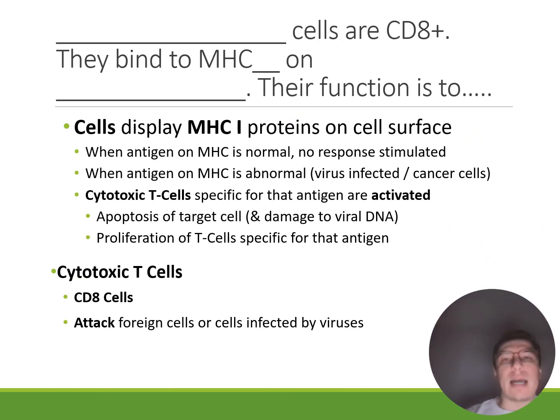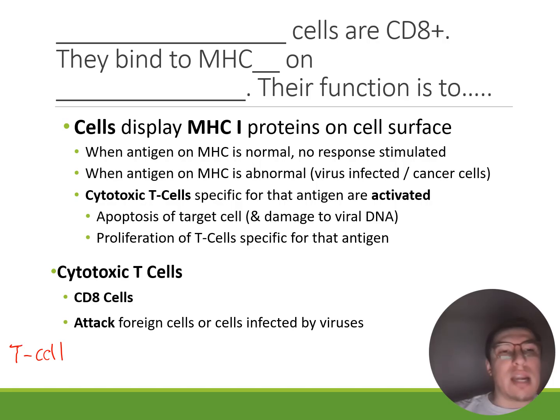Blank cells are CD8. They bind to MHC blank on blank. Their function is to... so here we are talking about cytotoxic T cells. Again, we have different lymphocytes. We have T cells, or T-dependent cells, cells that are born in the bone marrow and then go into the thymus to get trained. And there, about 98% of them get destroyed, and those 2% are in circulation.